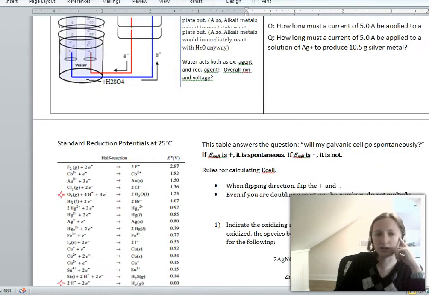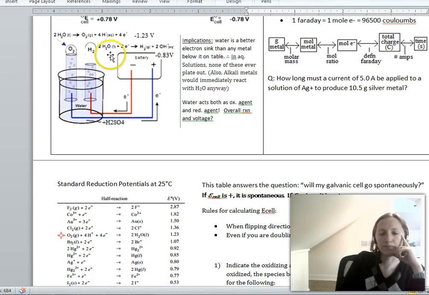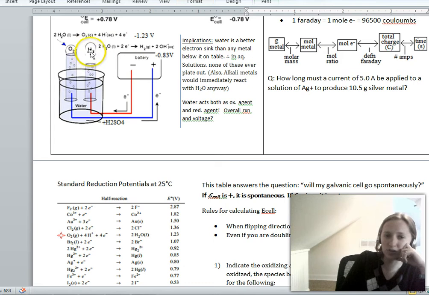Let's look at how that plays out up here in our little picture. With the negative 1.23 and this functioning as the anode, you're making oxygen gas. The negative 0.83 and this functioning as the cathode, you are making hydrogen gas. Remember, this is going twice as fast because this is 4 electrons and 2 electrons, so this is happening 2 times. That's why it's neat. You end up with twice as much hydrogen gas as you do oxygen gas, and you're going to have to power this with a battery.